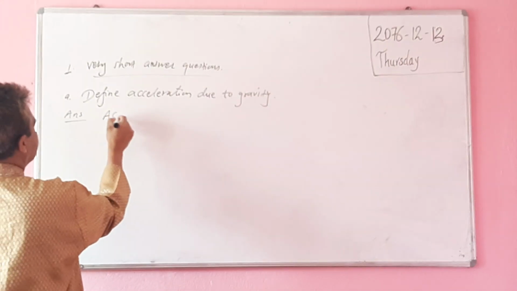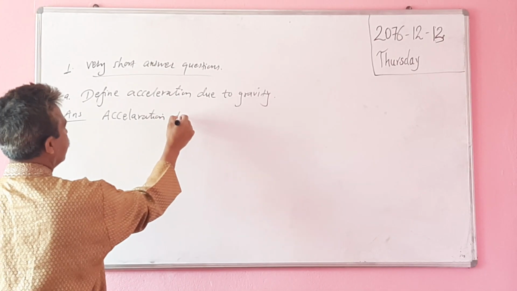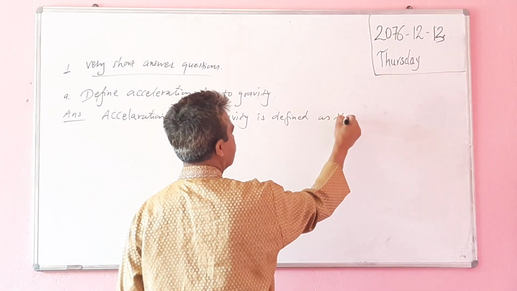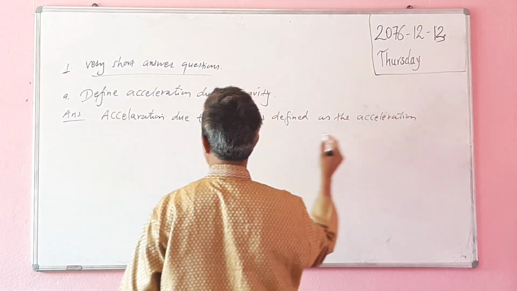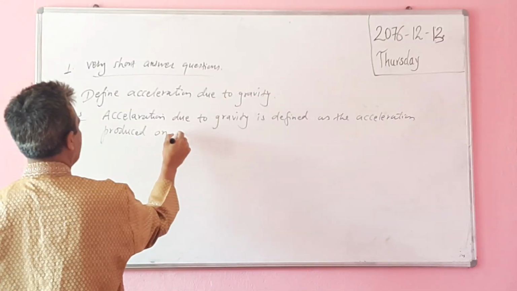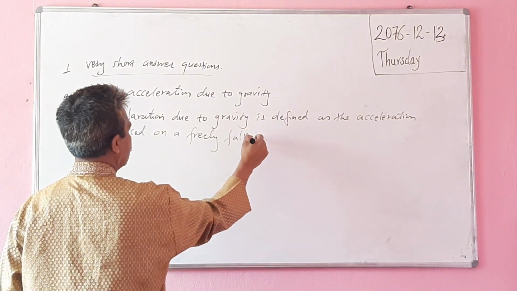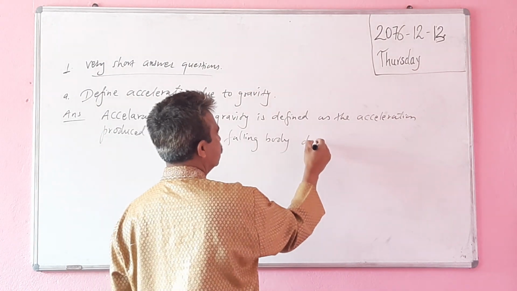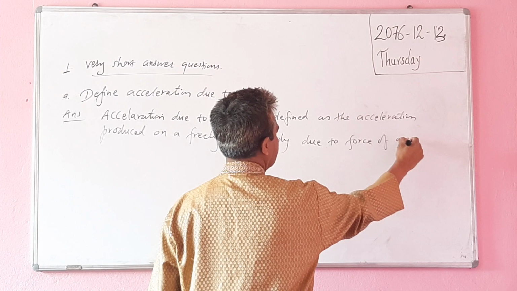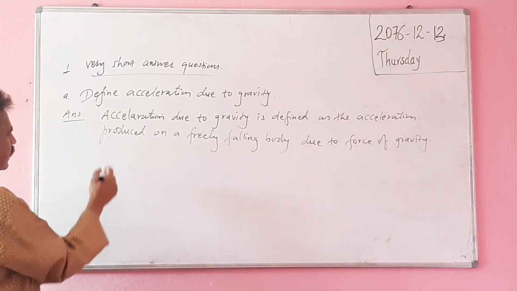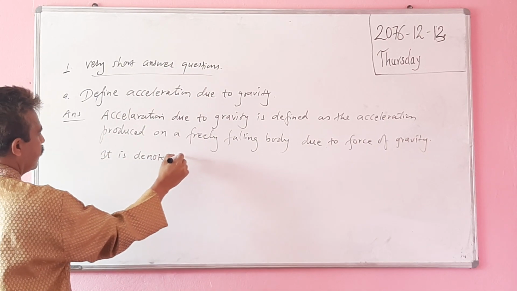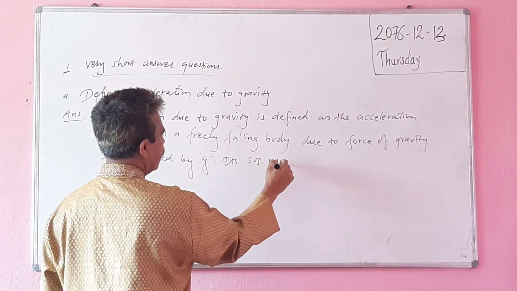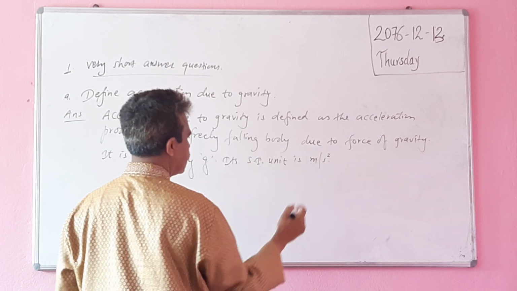Acceleration due to gravity is defined as the acceleration produced on a freely falling body due to force of gravity. It is denoted by small g. Its SI unit is meter per second square.